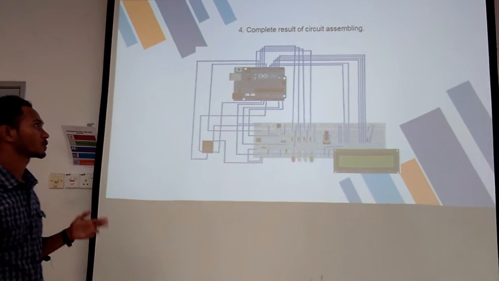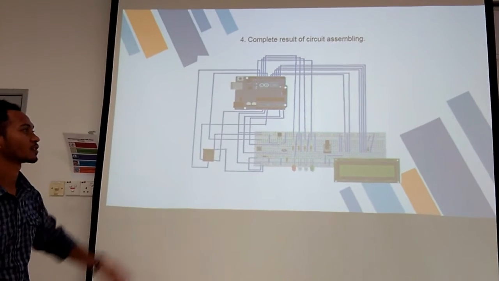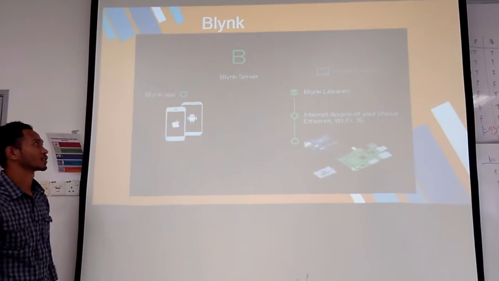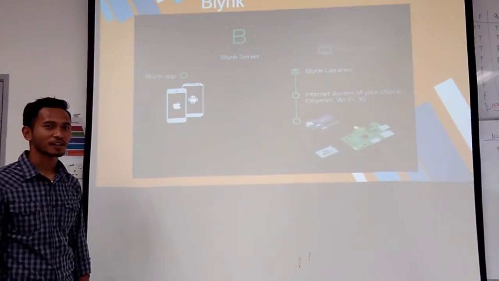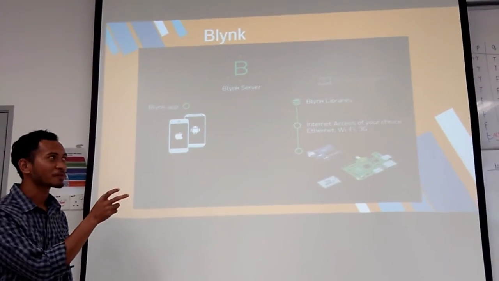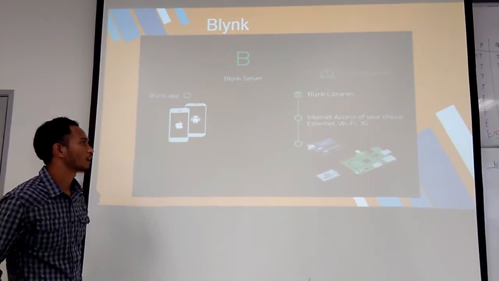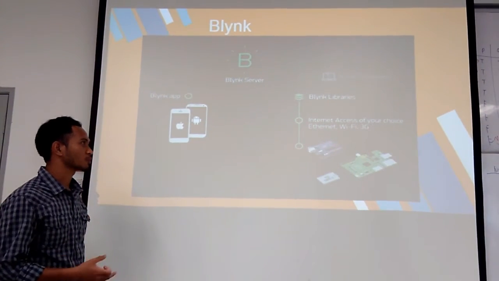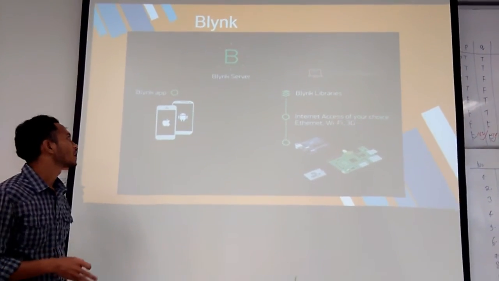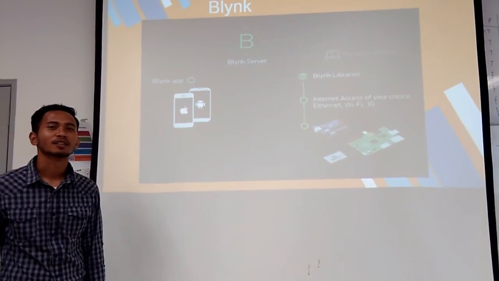This is the complete circuit assembly. We have combined all three steps, and this is the result we get. This is how Blynk works. First of all, we need to install the Blynk app on our smartphone, and then we need to put the Blynk library into our coding to ensure that the smartphone and our hardware are well connected. The most important thing is that we need internet access to ensure that both the hardware and our smartphone can be connected. So that's all.